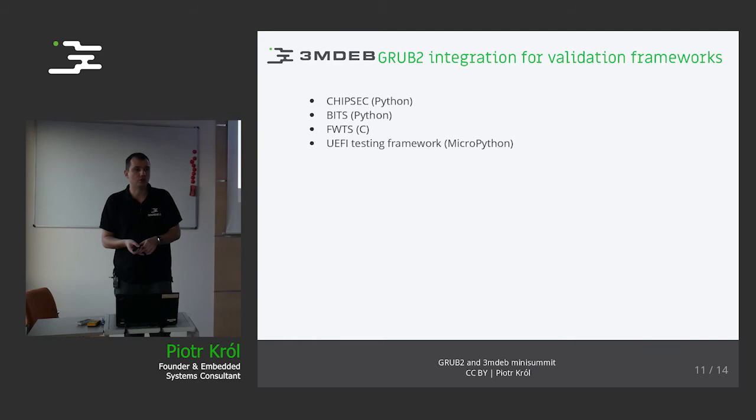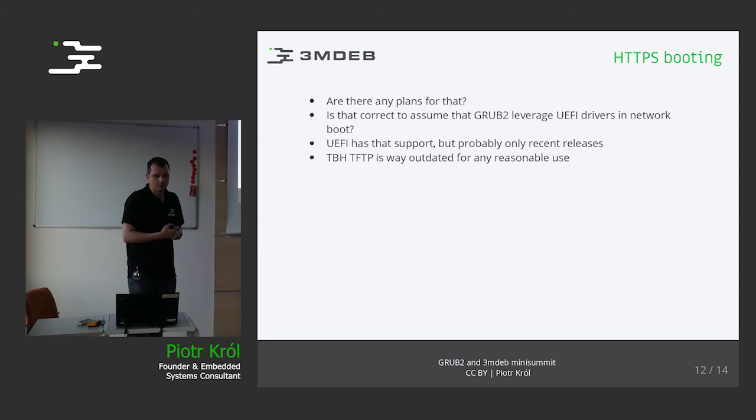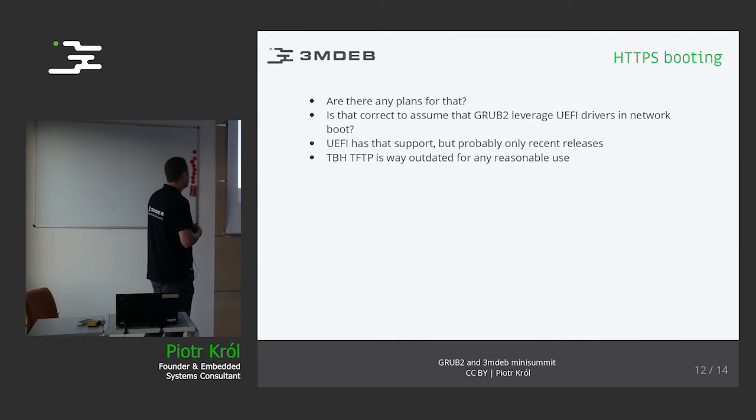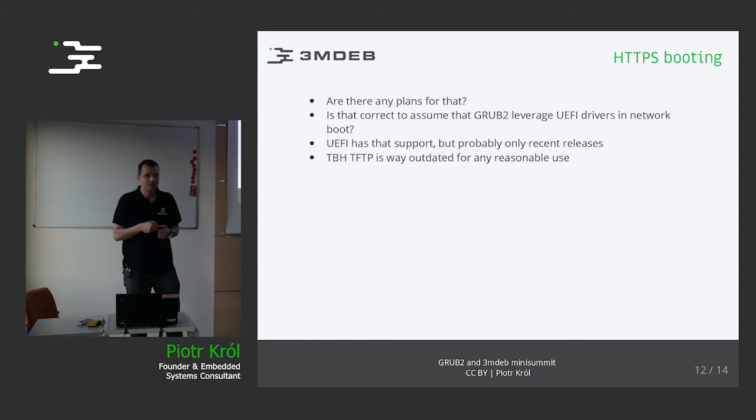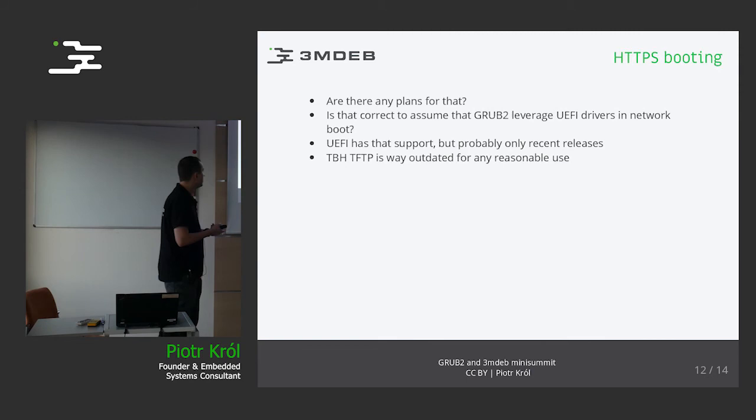HTTPS. There is no HTTPS booting. There is TFTP booting, which is kind of dated, and I don't know who right now uses TFTP for any reason. It should never be used externally. It should always be in an internal network. It can be done for development purposes, but for production purposes, I'm not sure. It would be a little bit scary to use TFTP for a production environment. The question is if there are any plans for that.